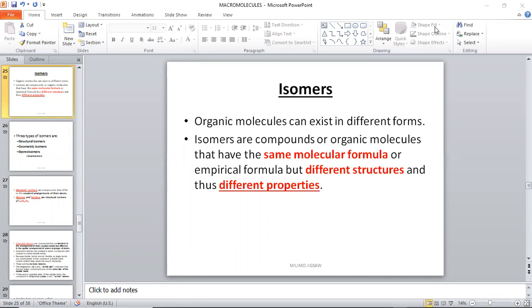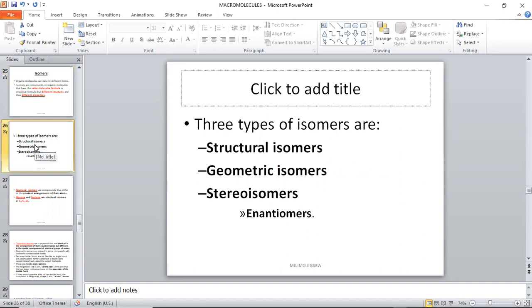Okay, so yesterday we ended on looking at isomers. We defined isomers as compounds or organic molecules having the same molecular formula but different structures, and therefore they have different properties. And then we went on to classify, and we said that there are basically three types of isomers: structural isomers, geometric isomers, and stereoisomers.